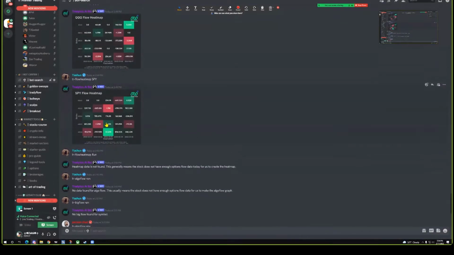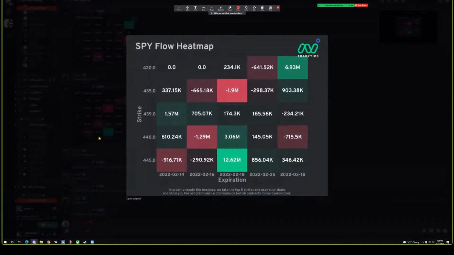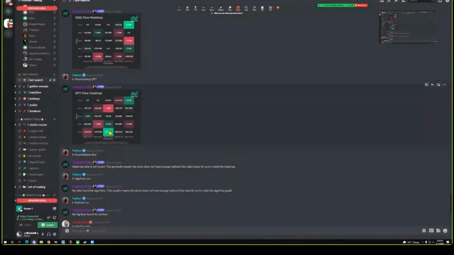So what is this recommended to be used on? Usually indices and heavily liquid names as well. Those are probably the best things to use. Is this the best thing to use on a penny stock? Probably not, right? Because there's not many options being traded. So that's simply what this is.